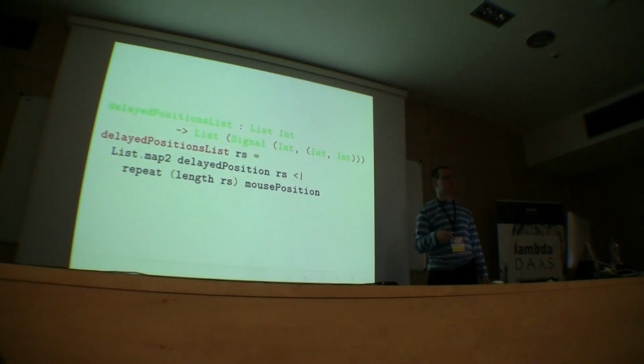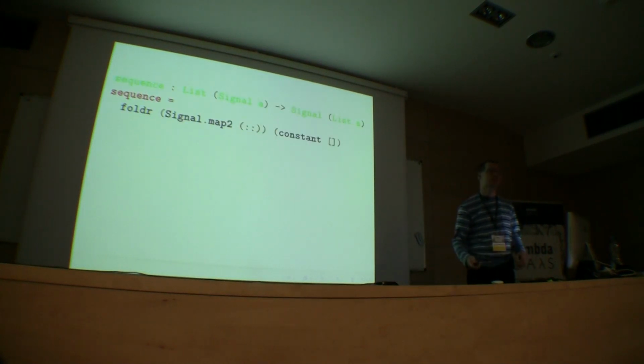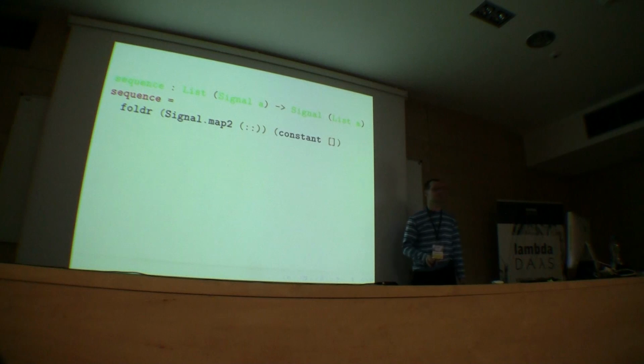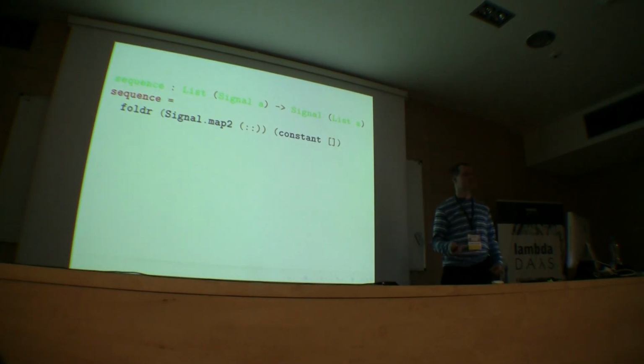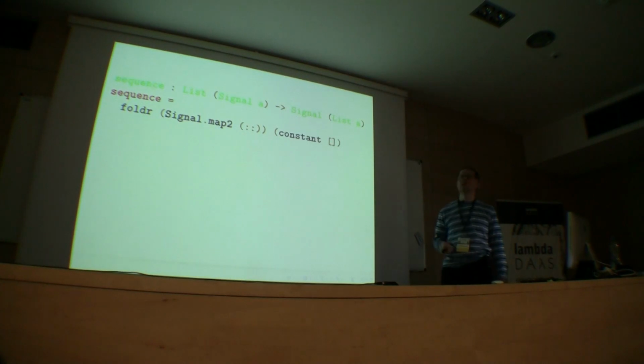But what I want is not a list of signals. I want a signal with a list of delays inside. How do I do it? There is a well-known operation in functional programming, usually called sequence. This is its definition, specialized for lists and signals. The exact body is maybe not important. Just remember that it takes a list of signals and returns a signal with a list inside.